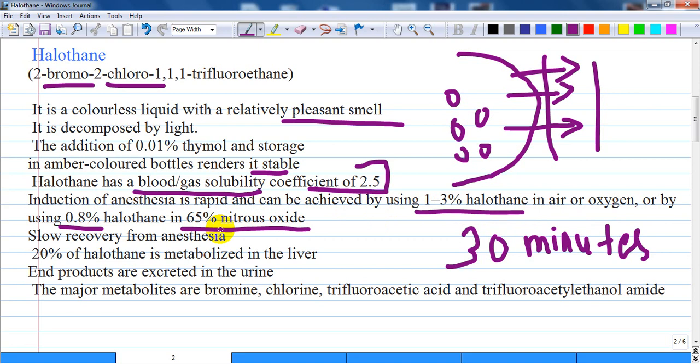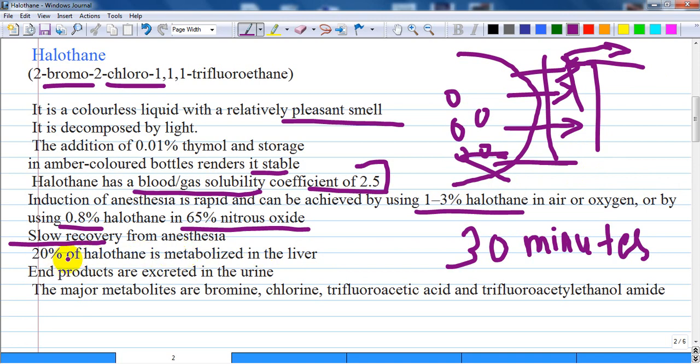or by using 0.8% Halothane in 65% nitrous oxide. Recovery from Halothane anesthesia is slower than with other agents, because of its high blood gas solubility, and recovery is prolonged. After Halothane goes to the blood and reaches the brain, it comes back, and it still predominates in the blood and not outside, for example in the alveoli. So its elimination is slow, increasing the duration of the anesthesia, of course.